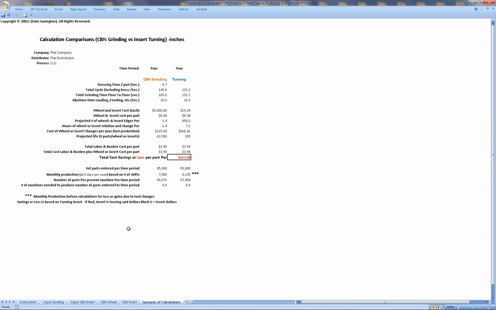I set up this example to show how the cost examples relative to two processes, turning versus grinding.